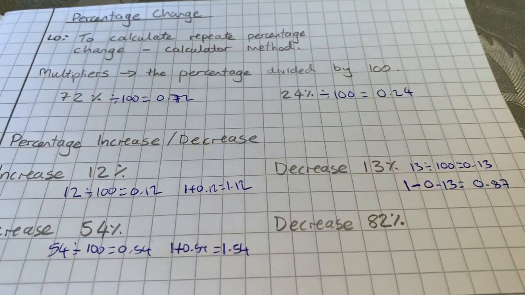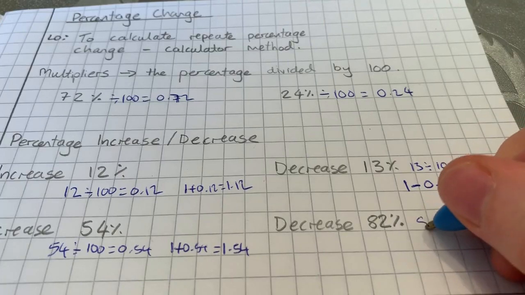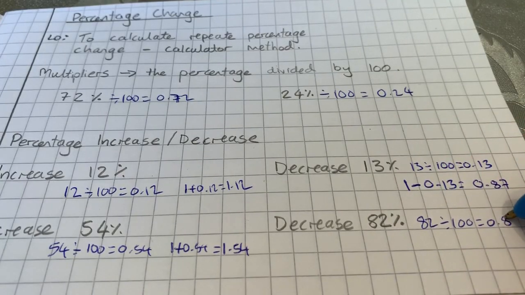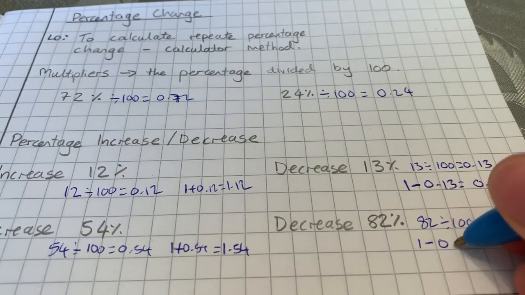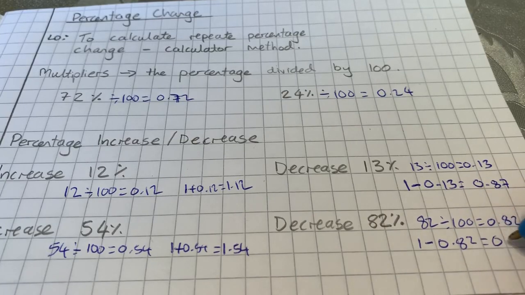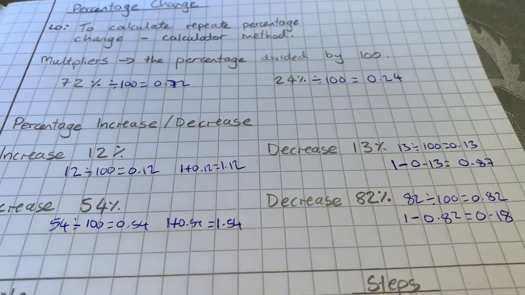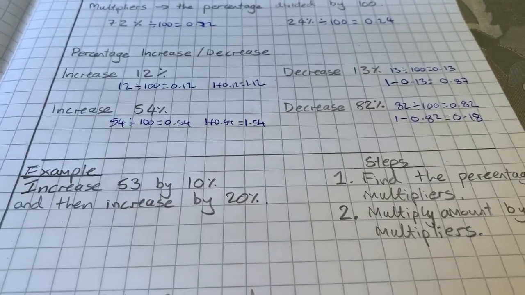And then if your percentage is decreased by 82, it's 82 divided by 100, which is 0.82. And then as it's a decrease, it's 1 minus 0.82, which is 0.18. So you need to remember these multipliers to be successful with this. So here's an example of how we can use this.